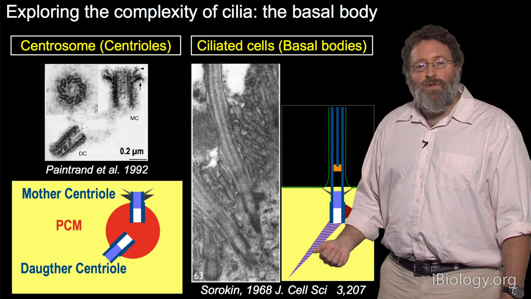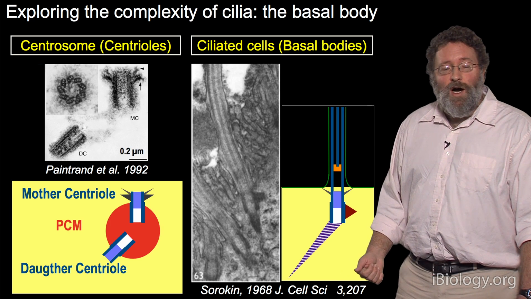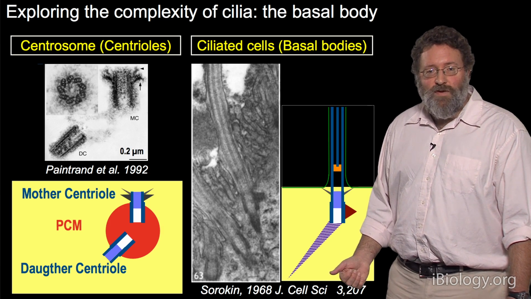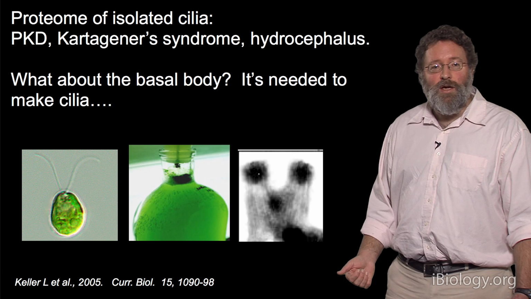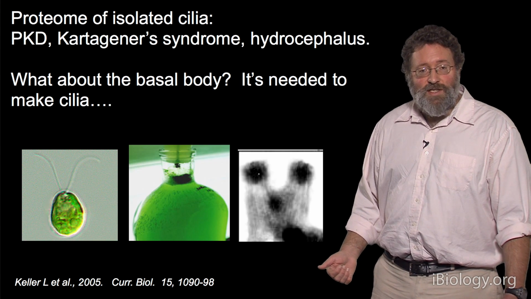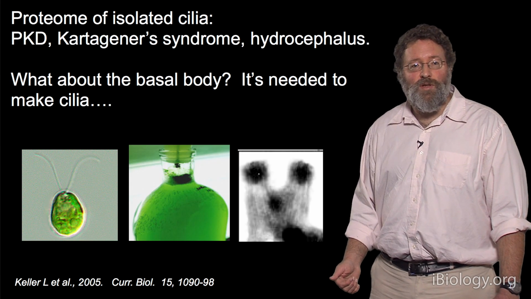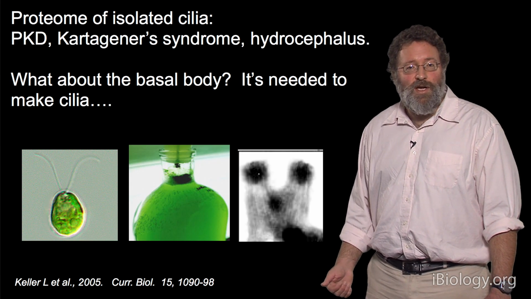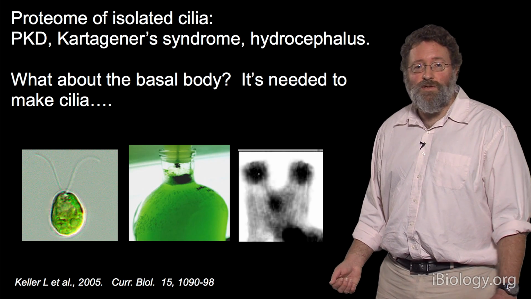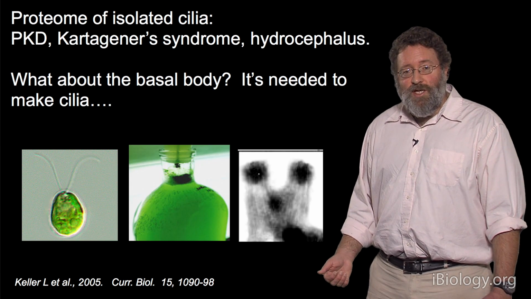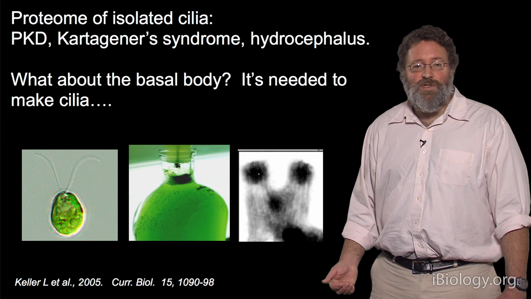So our thinking is that if one of the roles of the basal body is to build the cilium, maybe there will be interesting proteins in the basal body, not in the rest of the cilium, that play some role in the complex functions of the cilium. So we wanted to know, what is the protein composition of the basal body? Several labs had looked at the protein composition of isolated cilia and found a number of interesting ciliary disease gene-encoded proteins. Proteins involved in polycystic kidney disease, proteins involved in Kartagener syndrome, hydrocephalus, and many other interesting cilia-related diseases, interesting and debilitating for those who have them. What about the basal body? It's needed to make cilia. It's at least as complicated in its structure as the cilia themselves. Will it have a different set of proteins?